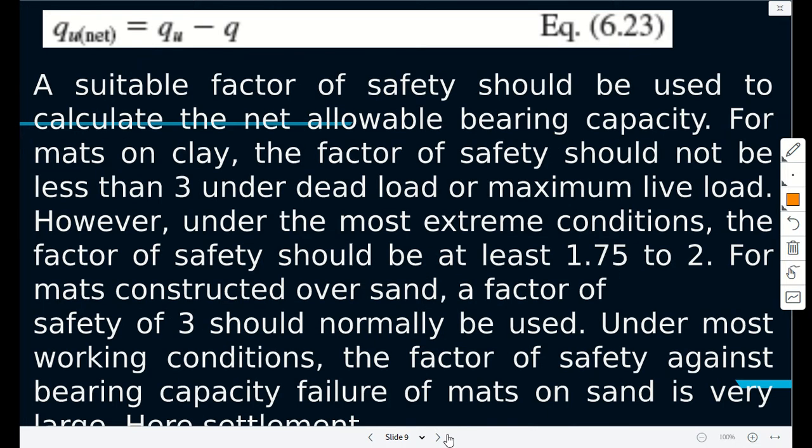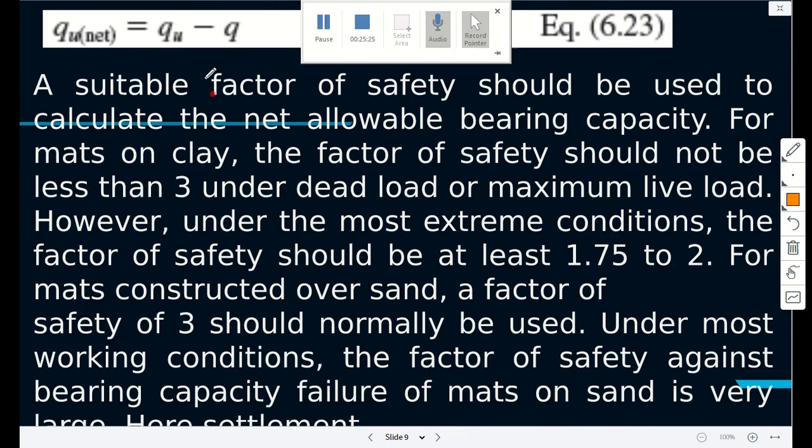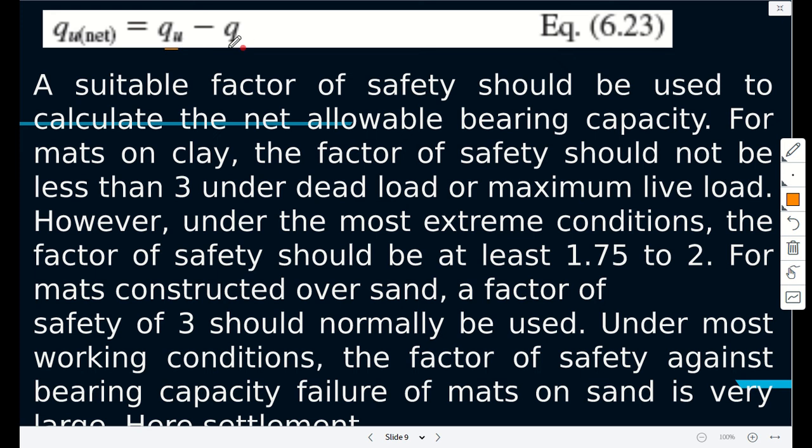so the net bearing capacity, you remember all this we talked about, minus q. Q is the load from the soil. This q is gamma times Df, if you remember that. We've talked about that before.